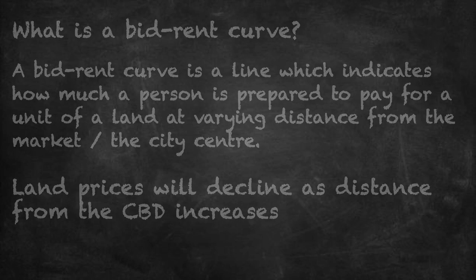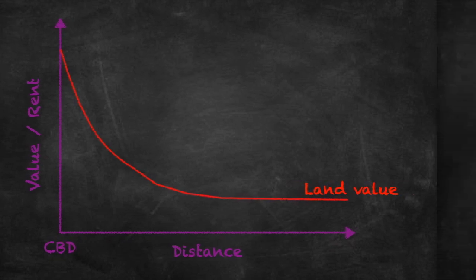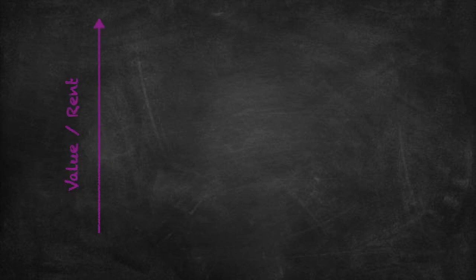Now let's illustrate this in a very simple graphic. We look at the rent value on the y-axis and the distance on the x-axis. And so what we then get is distance from the CBD, and we see the falling of land value. Now let's unpack this in greater detail. So we've got land value or rent, and we've got distance from the CBD.